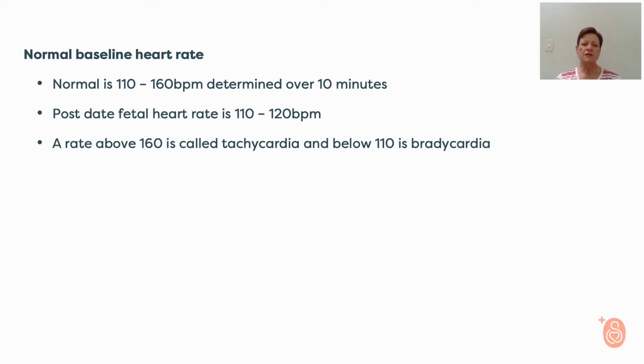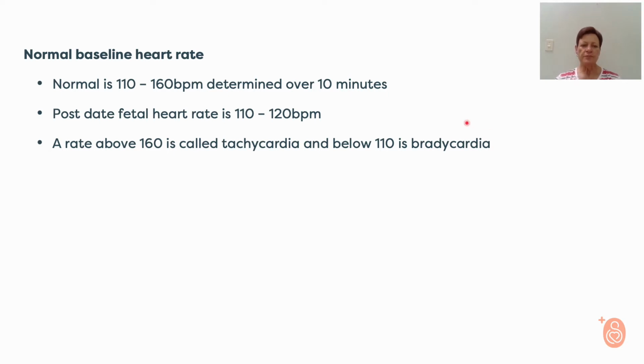Now, if we look at the normal baseline heart rate, a normal heart rate is between 110 to 160 beats per minute over a 10-minute period. Now, there's a little bit of a controversy about the bottom value of the normal baseline heart rate. In this case that we have here, 110. Some criteria use 120 and some criteria use 100. And when we get to the different guidelines, we will come to this again and talk about it again.